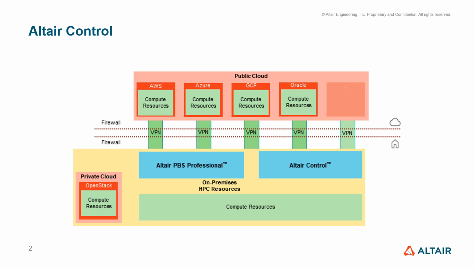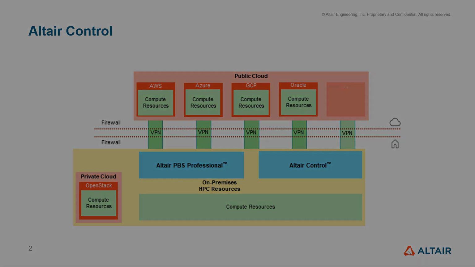This diagram shows a typical architecture where you have PBS Professional running on your compute resources and you burst over a VPN to public cloud.